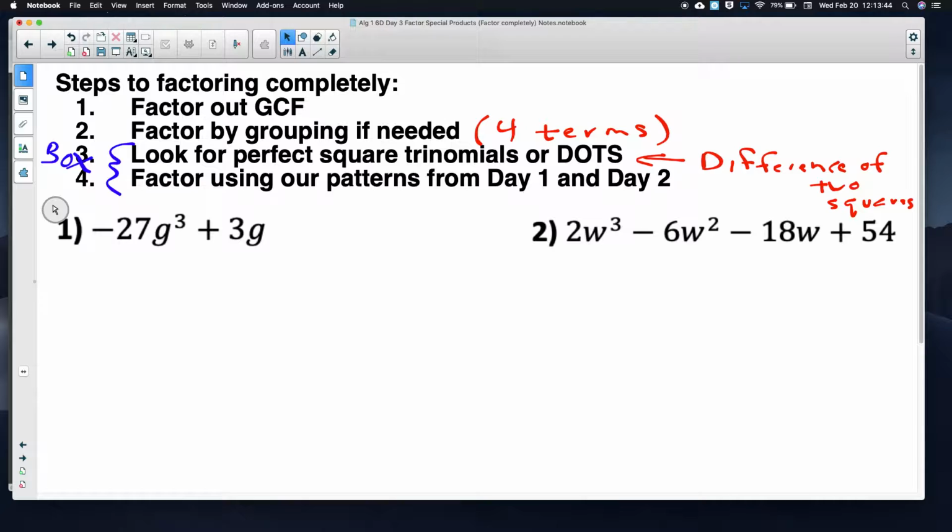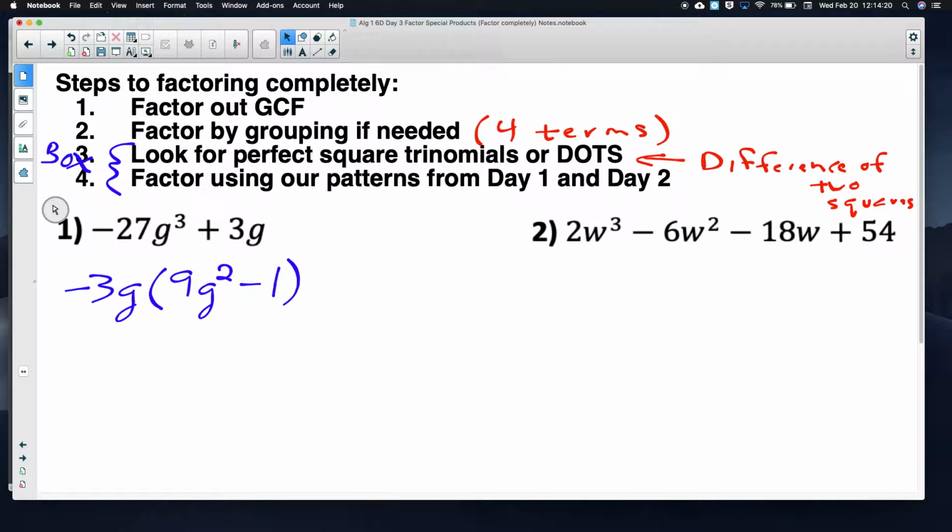So let's look at number 1. Do I have a greatest common factor between negative 27g to the third and 3g? Yes, my greatest common factor is negative 3g. And I'm left with 9g minus 1. Sorry, that should be a g, not a q. Take 2. My GCF is negative 3g, and then I'm left with 9g squared minus 1. Okay?